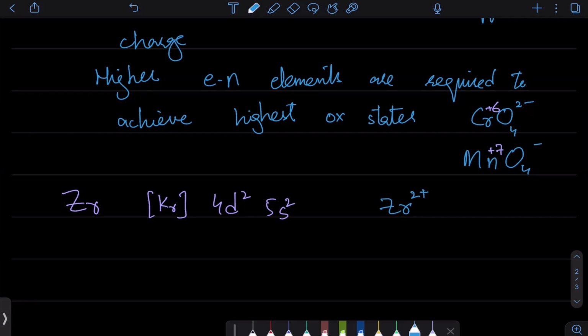What is the maximum oxidation state zirconium will show, which is stable? मतलब unstable तो हम कोई भी करवा सकते हैं उससे. Maximum stable oxidation state. Is it +4? It is +4.